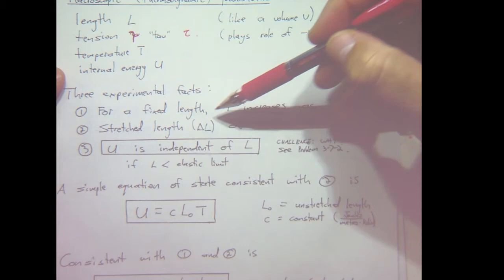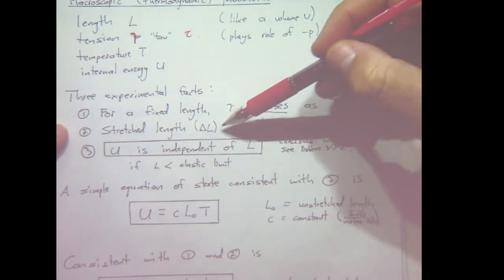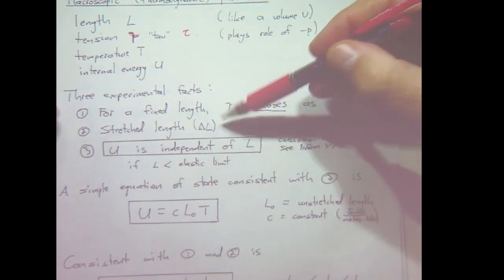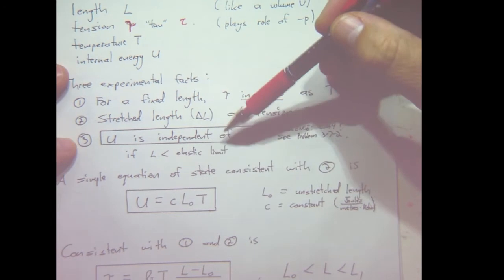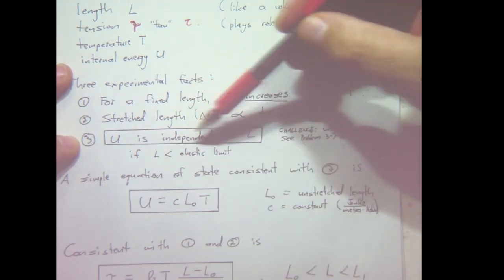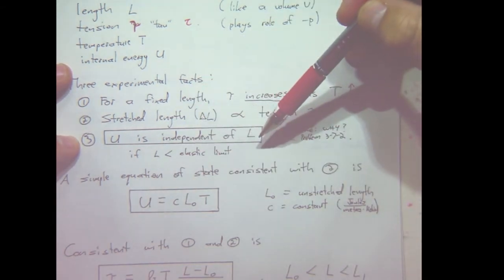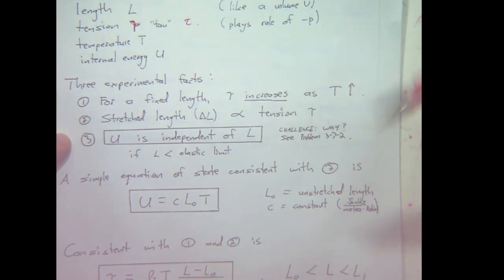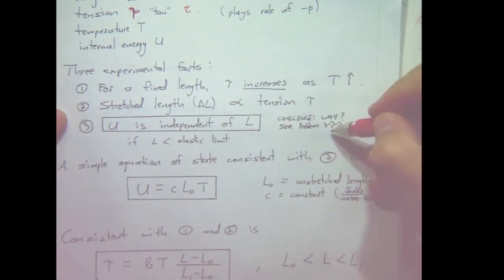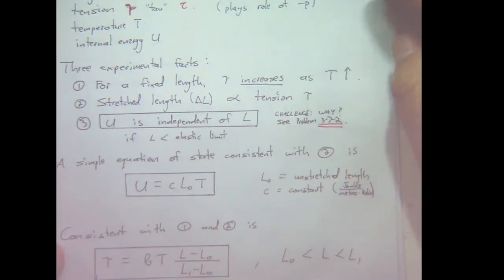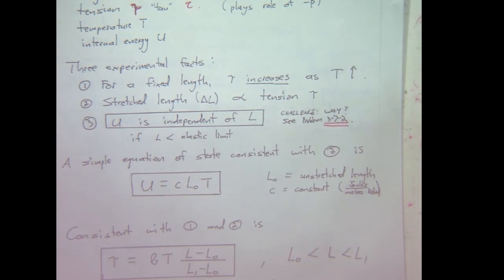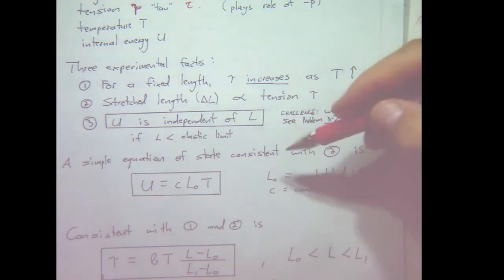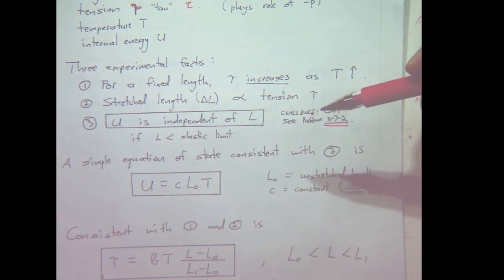Number 2: the stretched length is proportional to the tension. Okay, that sounds reasonable. And now this is the one that is the killer. Number 3: the internal energy is independent of the length. There's a problem in Callen that addresses this, 3.7. So this U is not an extensive quantity. Oh, it is, but it doesn't depend on L. So lambda L doesn't make a difference, for one piece of rubber band.